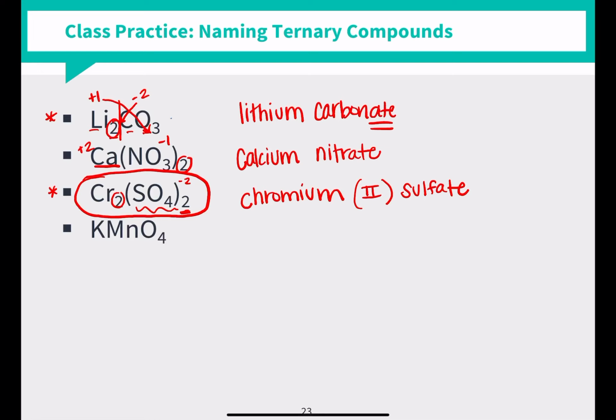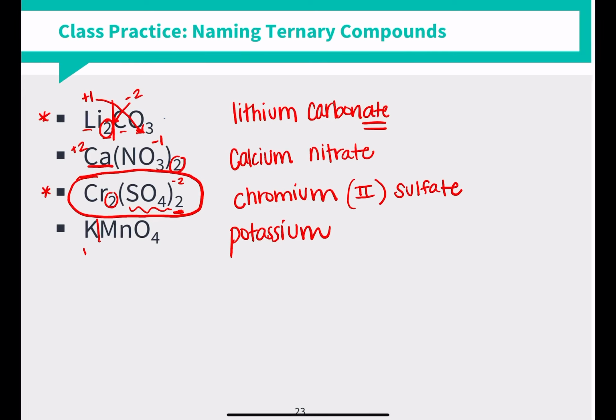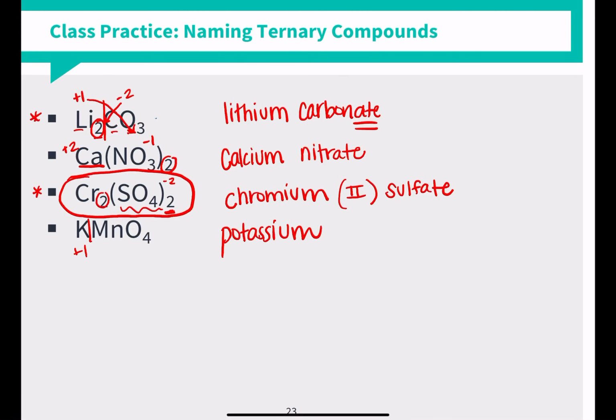Okay, let's look at the last one here. Our first element is potassium. Potassium has a positive 1 charge. And the second one is permanganate, which has a negative 1 charge. So we'll just call this potassium permanganate, if I can spell. Those charges cancel out, and it was pretty simple.